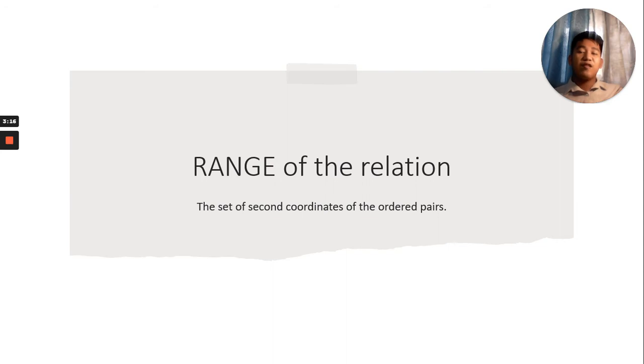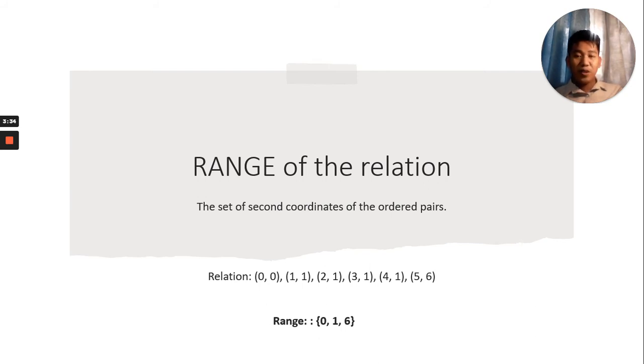How about the range? If the domain is the set of first coordinates, the range is the set of second coordinates of the ordered pairs. Again, if this is the relation, what will be our range? You notice there are only 3 elements in the range. Why? Because 1 is repeated 4 times. So we only have 0, 1, and 6 as elements of our range, or the set of second coordinates of the ordered pairs. Easy for the domain and range, right?